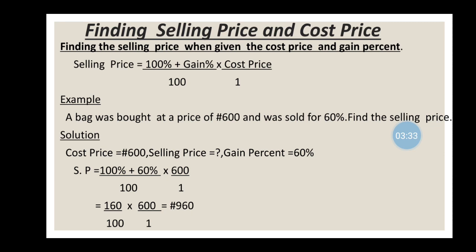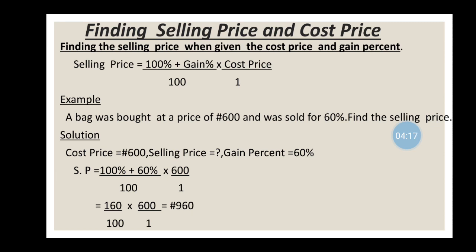Now, the first one we're going to be looking at is finding the selling price when given the cost price and the gain percent. The formula is: selling price equals 100 plus gain percent over 100 times cost price over 1. Example: a bag was bought at the price of 600 naira and was sold for a 60% gain. Find the selling price.